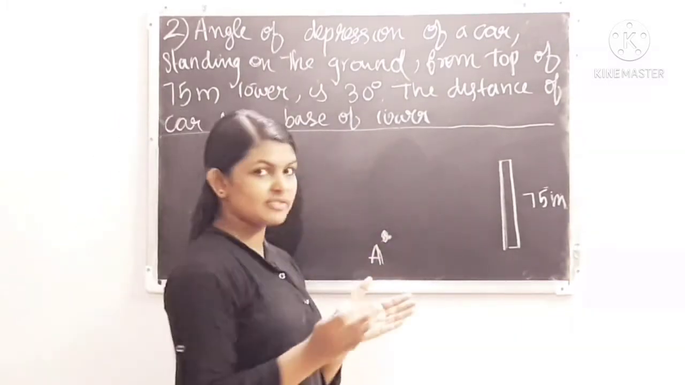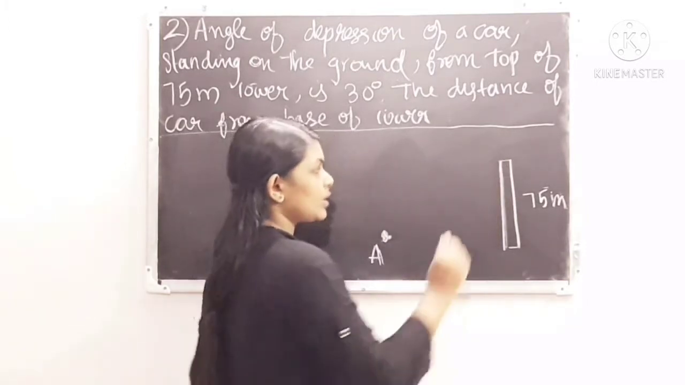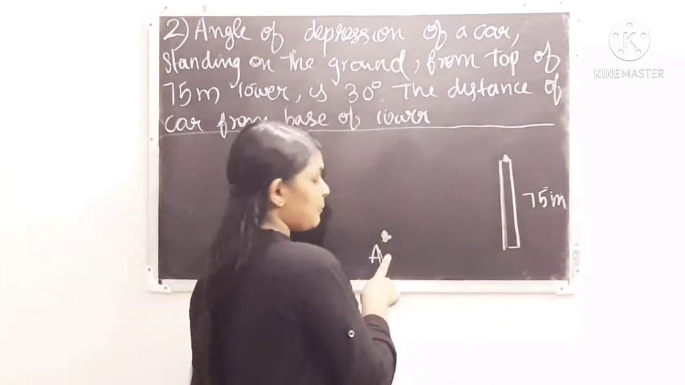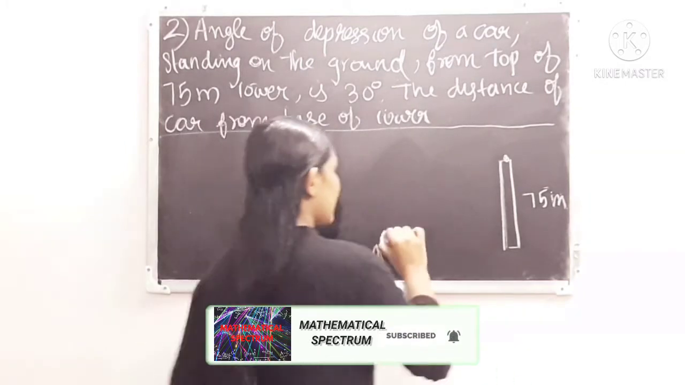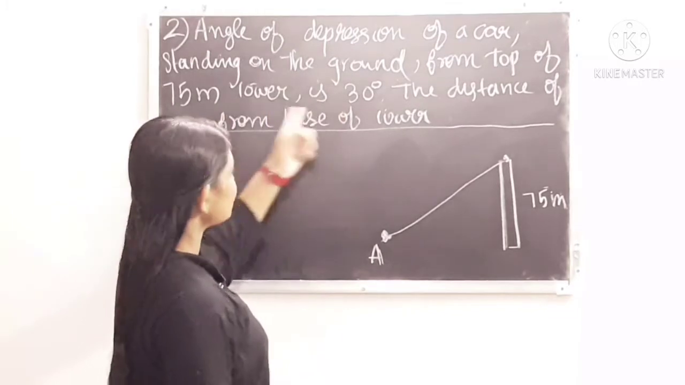So which is the line of sight? An observer is standing on the top of the tower and observes that car. This is where the observer is standing, and this is the point where that observer observes. Line of sight will be the line joining this. And the angle of depression is given as 30 degree.